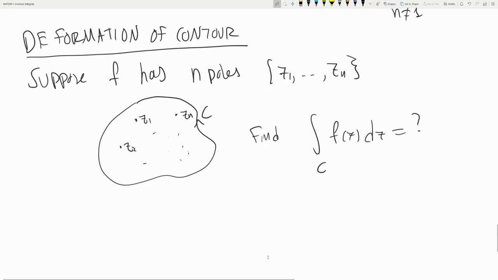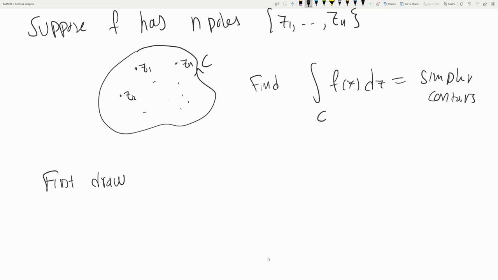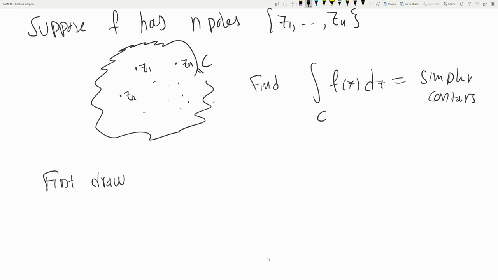Okay. So here's a trick. First, find it in terms of simpler contours. So that's the trick. Let me try it again. This C could be a very complicated contour, but there's a way to write it in terms of simpler contours. So, the integral of f over simpler contours.